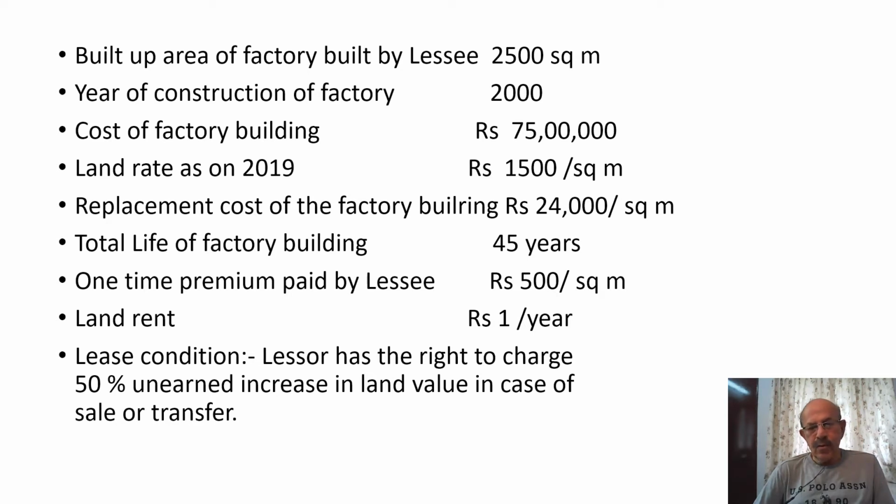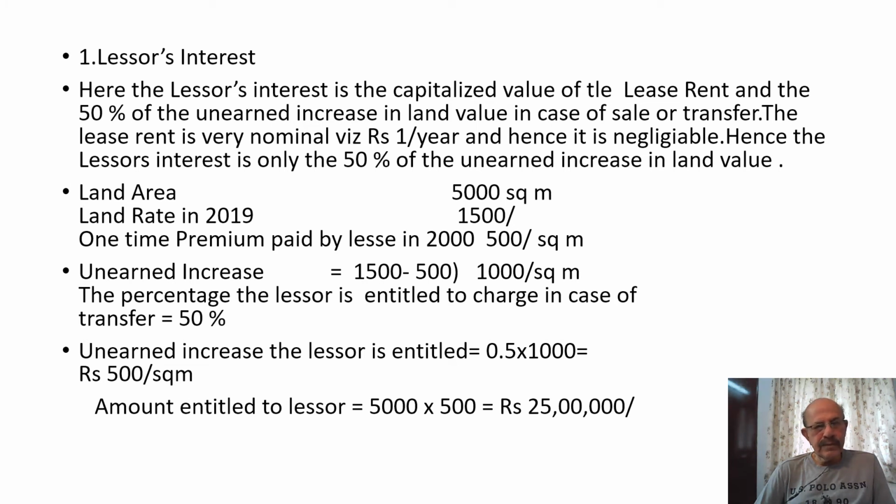One time premium paid by lessee rupees 500 per square meter. Land rent rupees 1 per year. Lease conditions. Lessor has the right to charge 50% of unearned increase in land value in case of sale or transfer. First, the lessor's interest. Here, the lessor's interest is the capitalized value of the lease rent and the 50% of the unearned increase in land value in case of sale or transfer. The lease rent is very nominal, namely rupees 1 per year, and hence it is negligible. Hence, the lessor's interest is only the 50% of the unearned increase in land value.